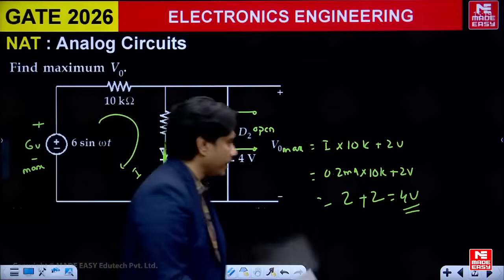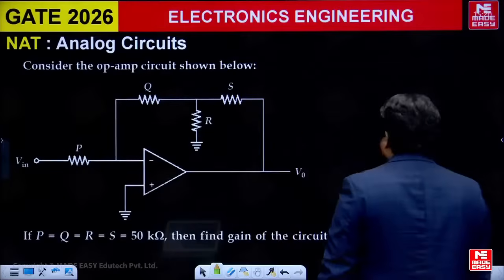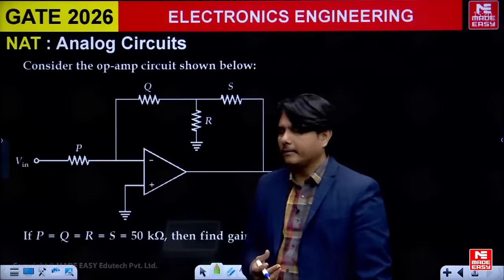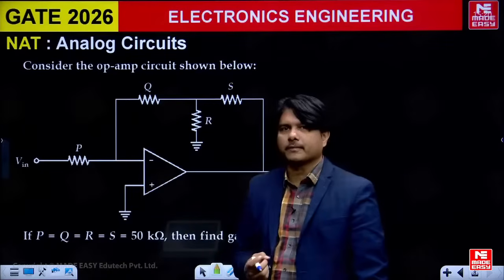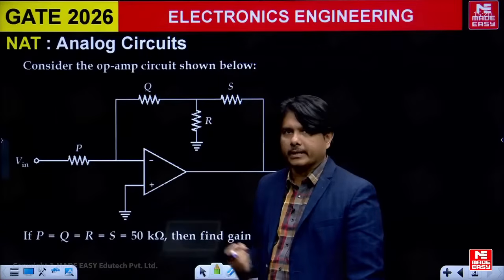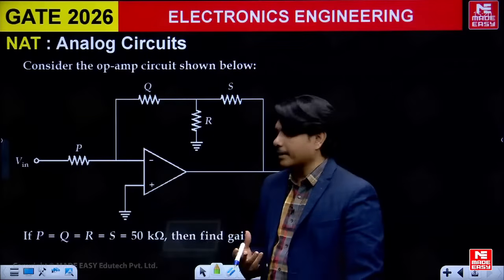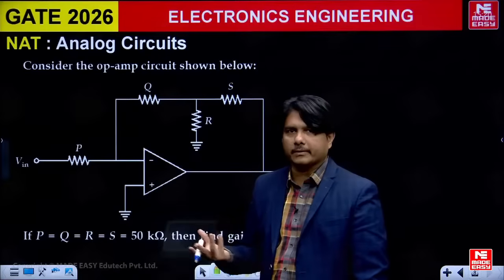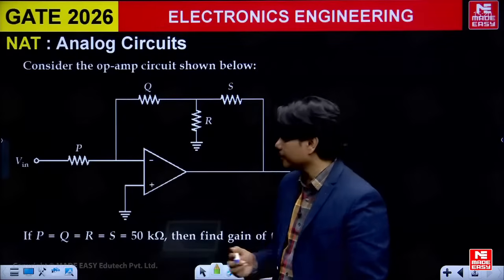The last question we are dealing with, I think, is a very popular circuit. It's called op-amp with the T network feedback, and it's a T network. Generally, if you can remember the formula, we can do it directly, otherwise we have to use nodal analysis.